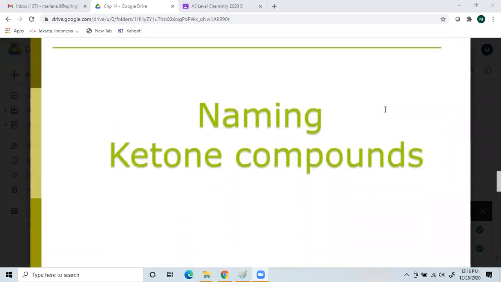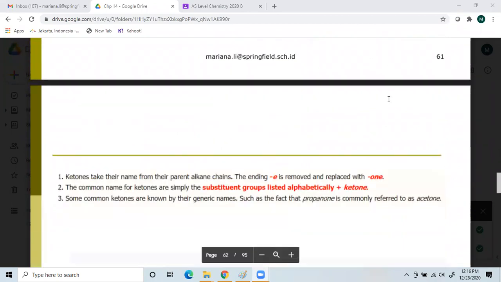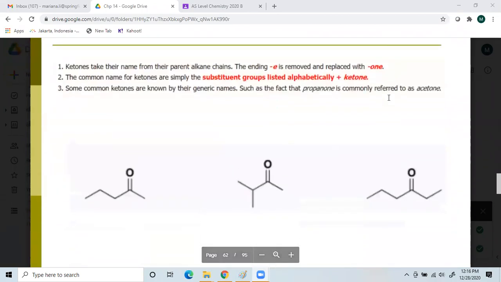Okay, we are done with aldehyde. Now let's see how to name ketone compounds. Ketones take their name from their parent alkane chains. The ending -e is removed and replaced with -one. Okay, so let's do this. 1, 2, 3, 4, 5. Pentane is changed to pentanone.